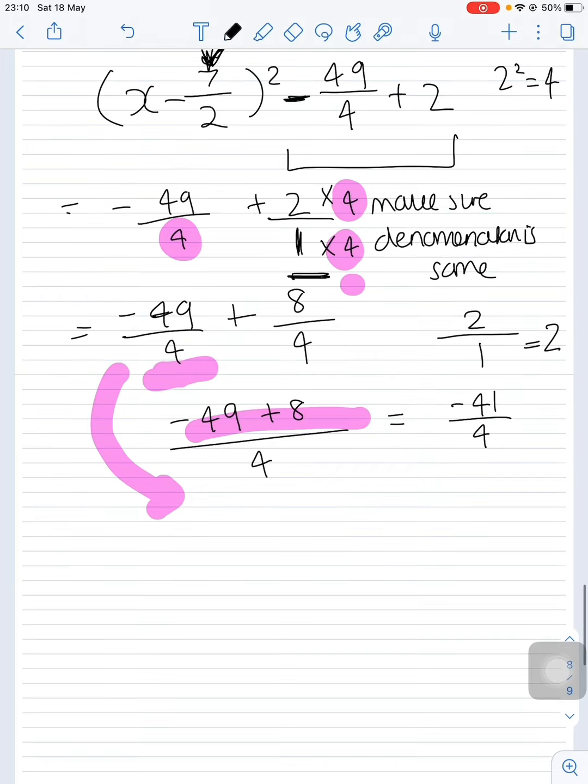Okay, so now what we can do is we can rewrite everything. So it's x minus 7 over 2 squared minus 41 over 4.